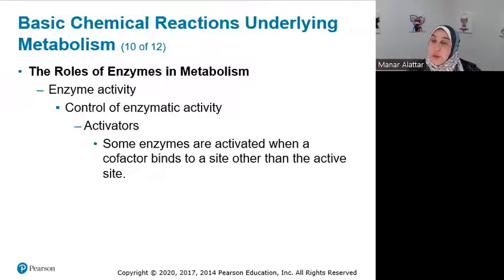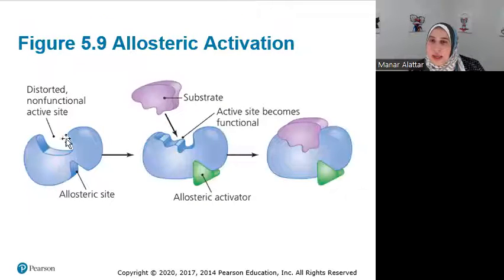Some feedback loops will activate an enzyme, some feedback loops will inhibit an enzyme, and that activation can happen in the active site of the enzyme, where the enzyme is actually interacting with the substrate itself, or in a separate site called an allosteric site. Okay, and so let's look at some of those examples. We'll start with an allosteric activator.